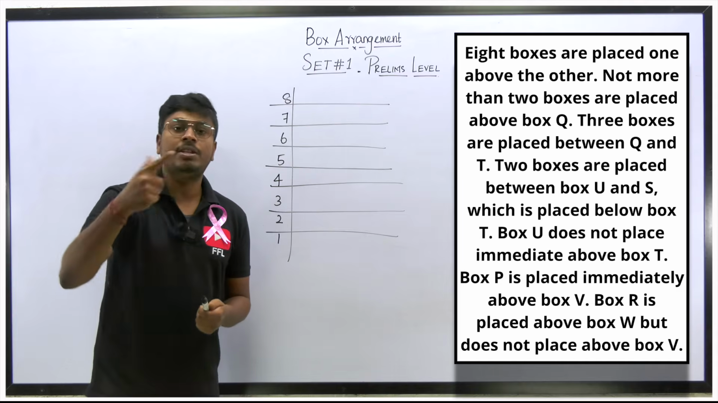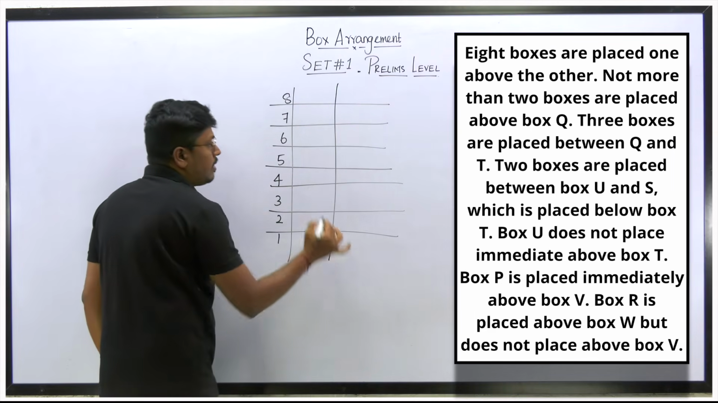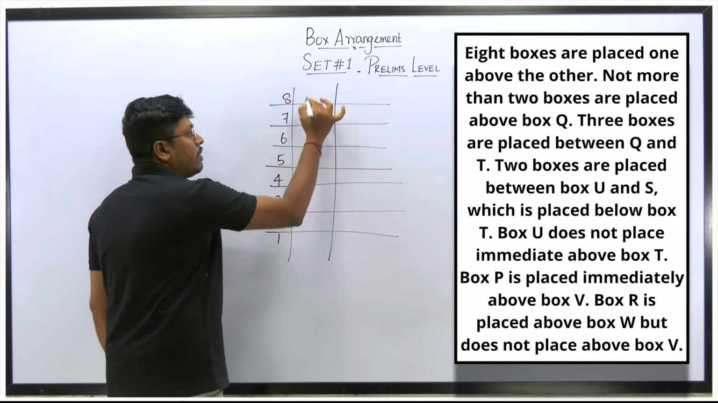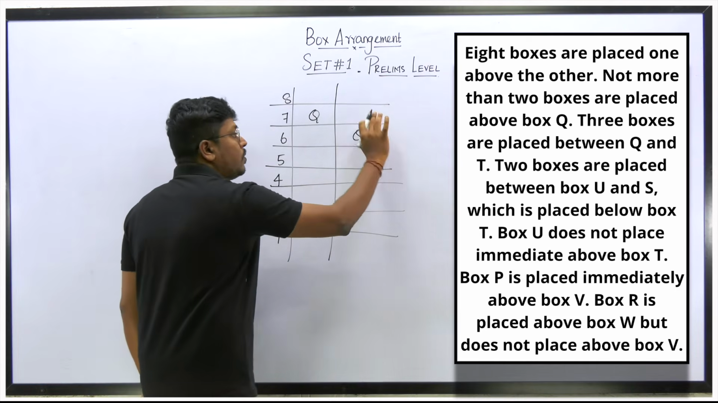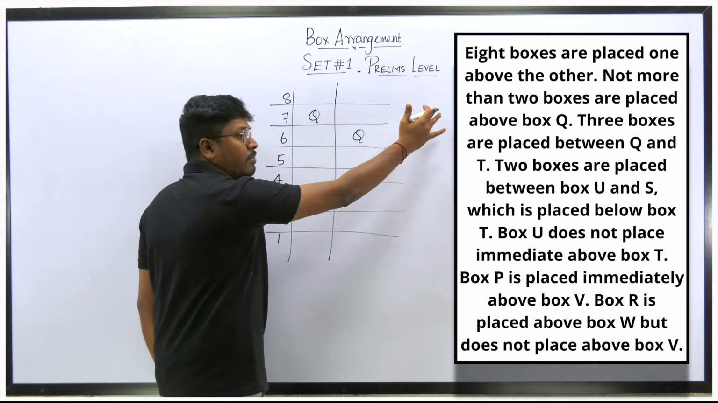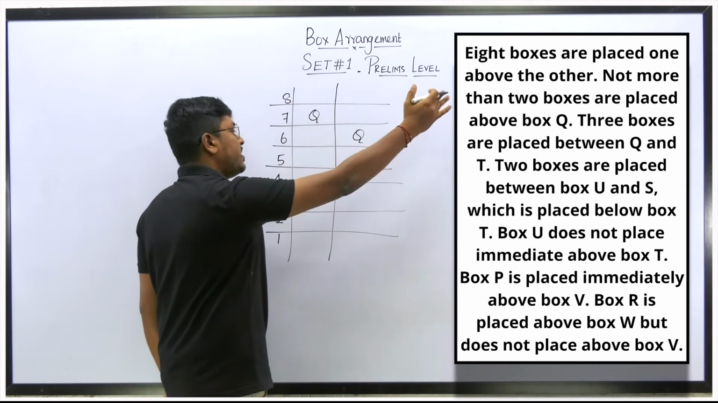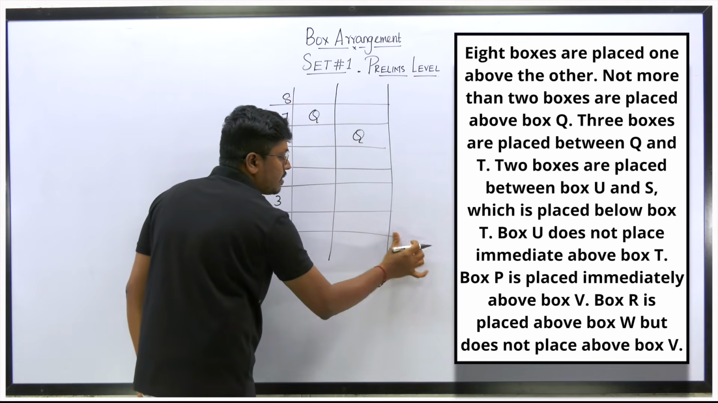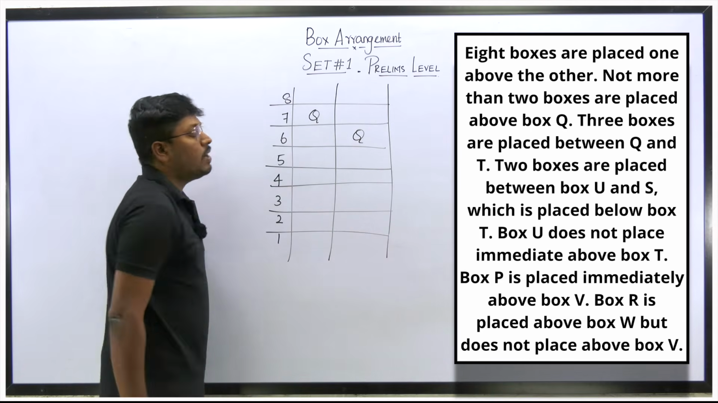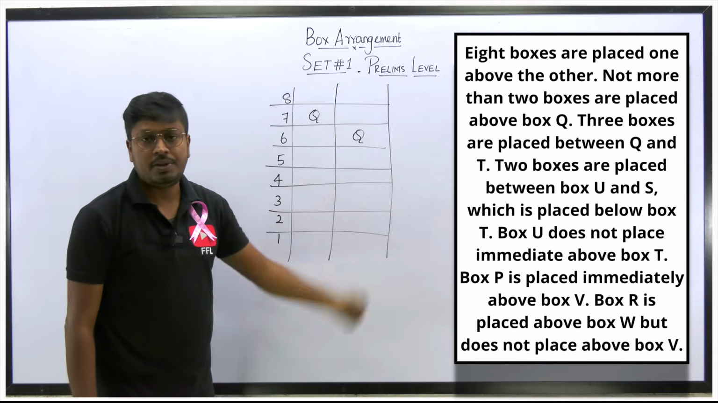So not more than 2 boxes above Q. What it means is that above Q there can be either 1 box, or else 2 boxes. But you can't draw any other possibility, because then it will be more than 2. In the question itself, they clearly said that not more than 2 boxes are above Q. Got it? So here only 1 box is there, and here only 2 boxes, not more than 2.